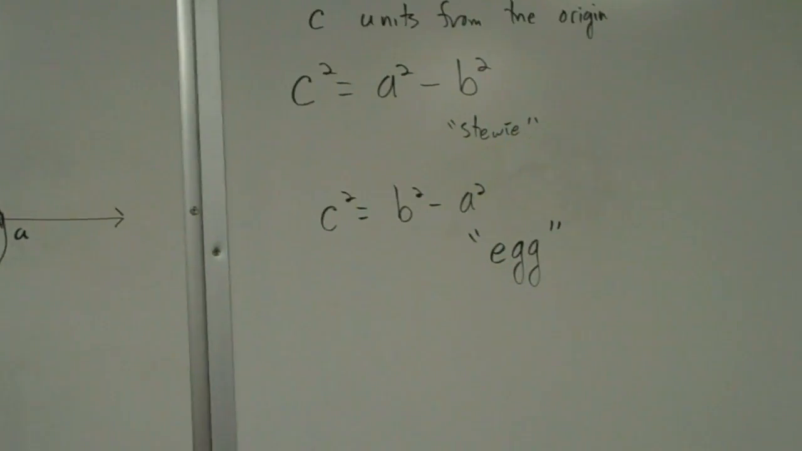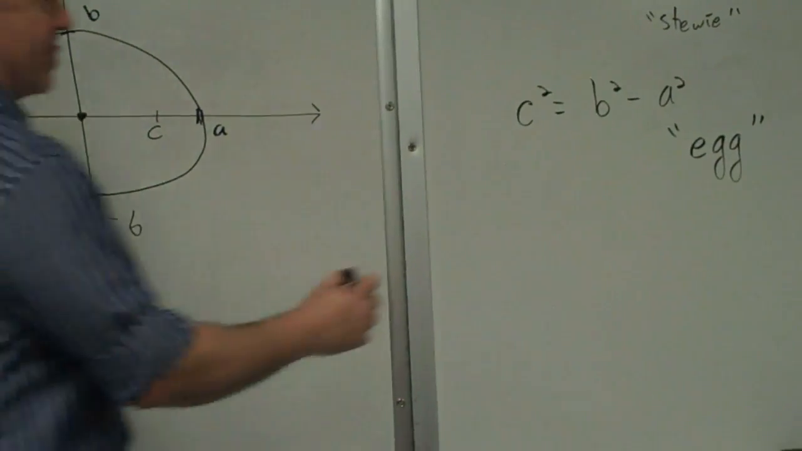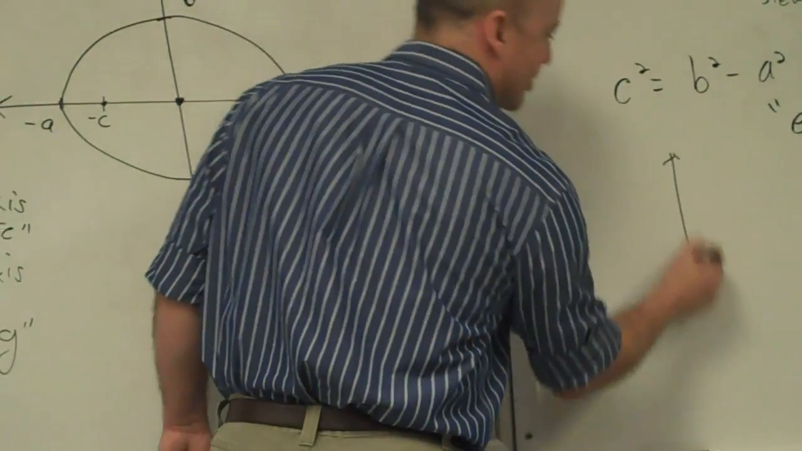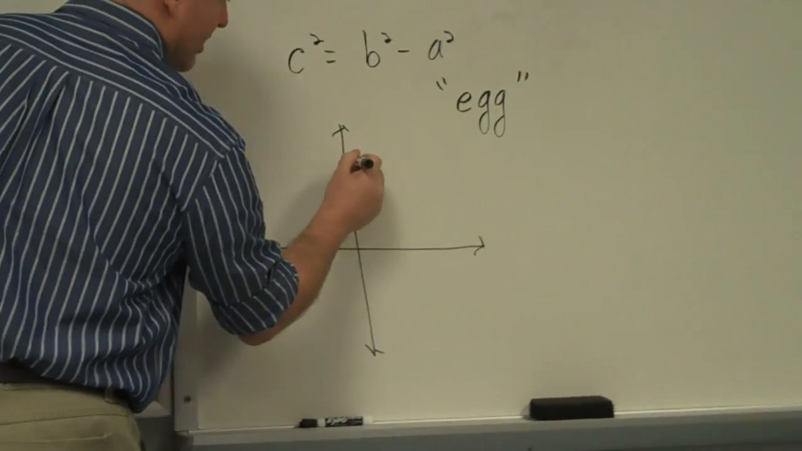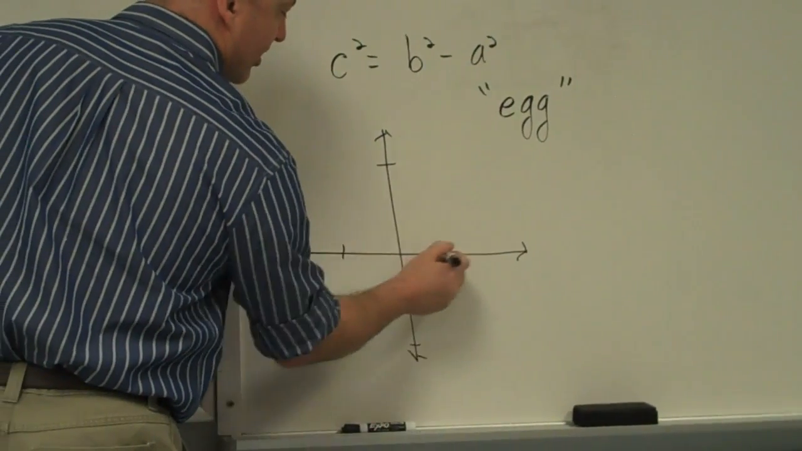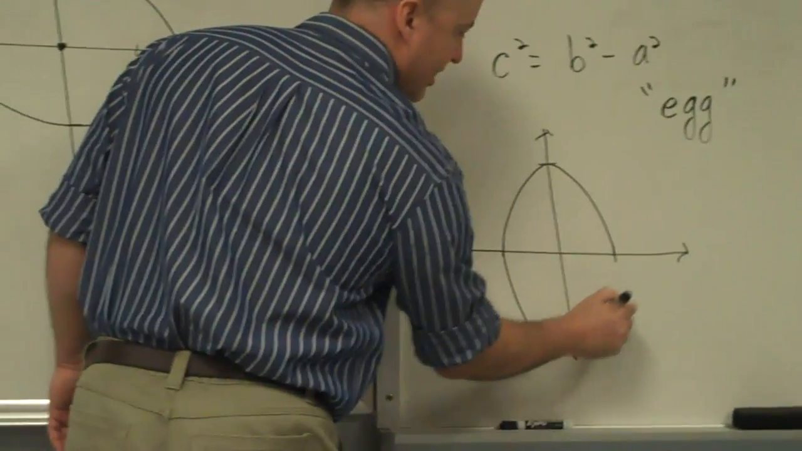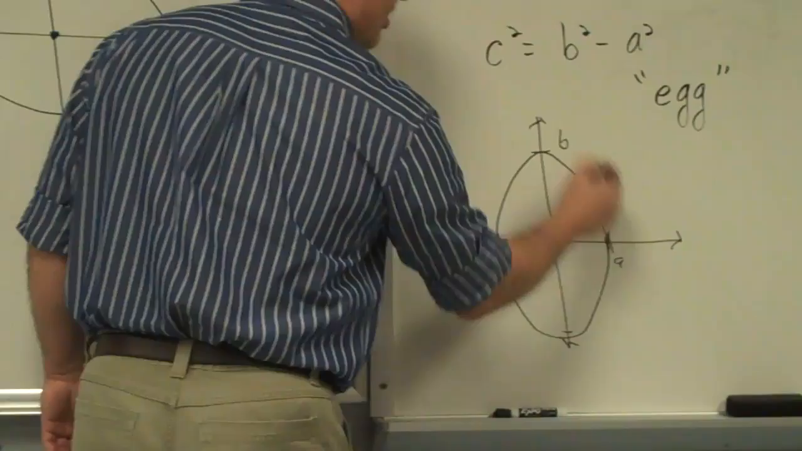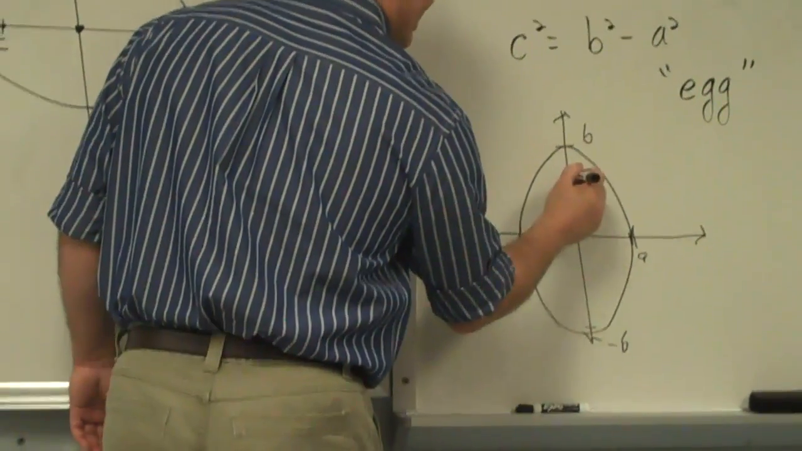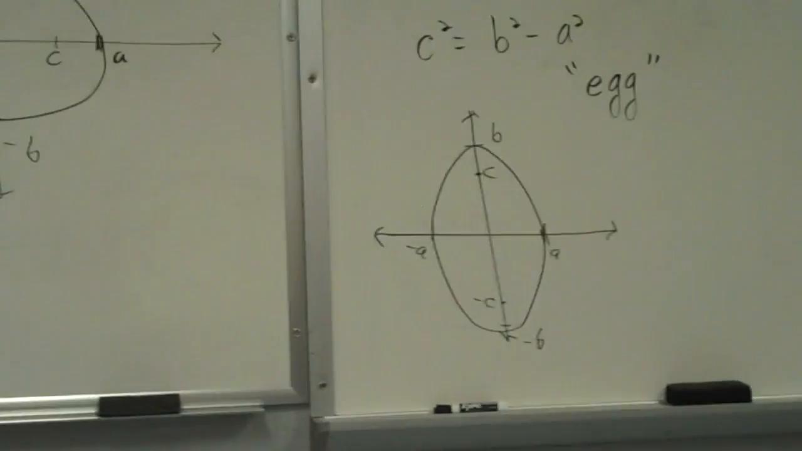And what if it's an egg, it's up and down from the origin? Correct. If you have an egg shape, it'll look like this. They're switched. We'll still call this a and negative a. We'll still call this b and negative b. But now c and negative c will be along the y-axis, centered on the origin.